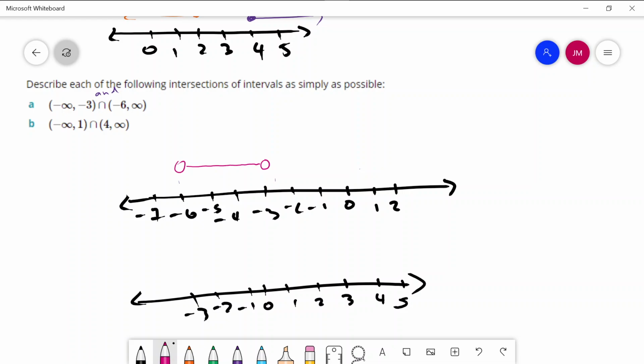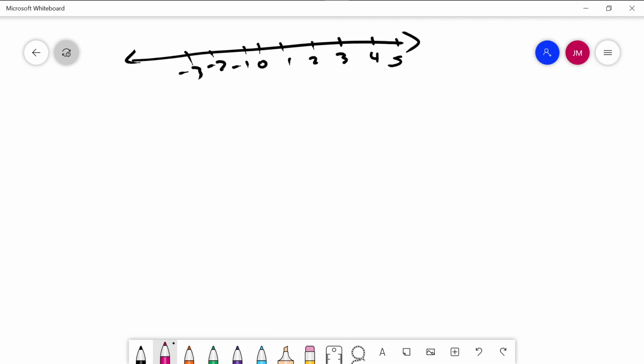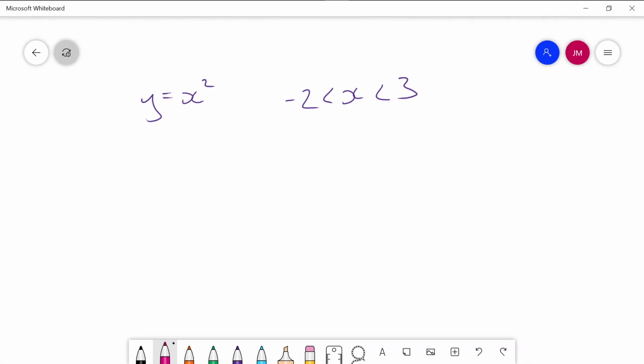Okay, now, why are we doing all this? When we get towards the end of this chapter, we're going to be looking at sketching graphs and equations and giving restrictions on the domain. So let's say I want to sketch some function. Let's say y equals x squared, but I'm only sketching it for x is between, let's say, -2 and +3. So you might be given an equation like that, or you might be given where x belongs to -2 to 3. Two different ways of writing the same thing.